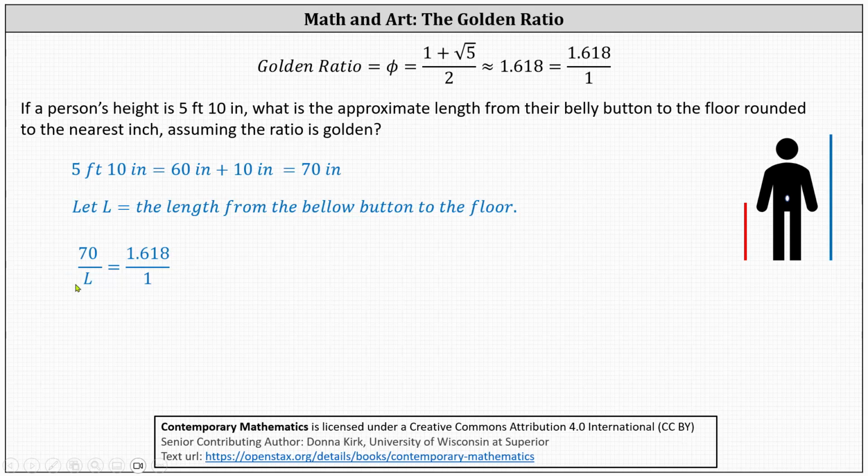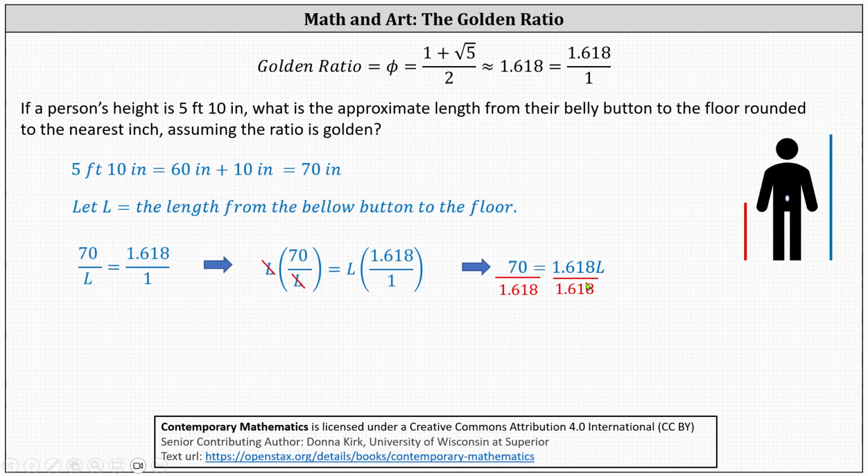And now we need to solve the proportion for L. We can either cross multiply or multiply both sides by L. Let's go ahead and multiply both sides by L. Notice on the left, L divided by L simplifies to 1, giving us the equation 70 equals 1.618L. And now we divide both sides by 1.618 to solve for L. The right side simplifies to L.